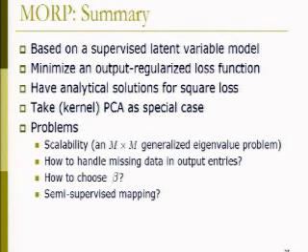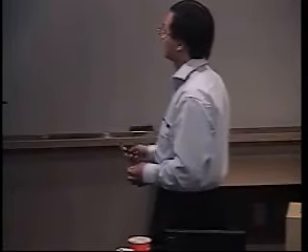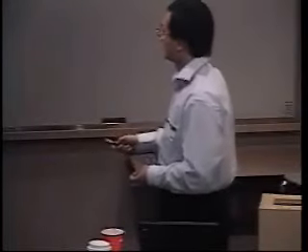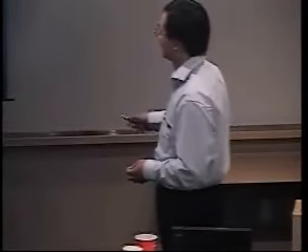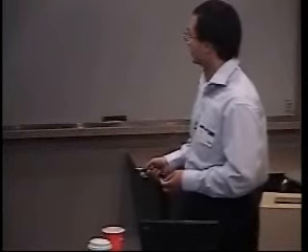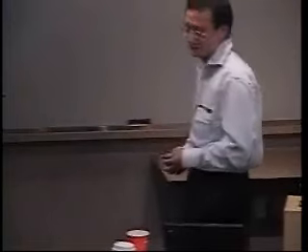Okay, so let's give a brief summary of MORP. This is based on a supervised latent variable model. We try to minimize the output regularized loss here, and we have an analytical solution for square loss. We take PCA and kernel PCA as special cases here. The problem here is scalability, because we need to solve the eigenvalue problem for an m by m matrix. It's very huge if m is very large. And how to handle missing data, how to choose beta, and how to do semi-supervised learning is not very clear in the MORP setting.